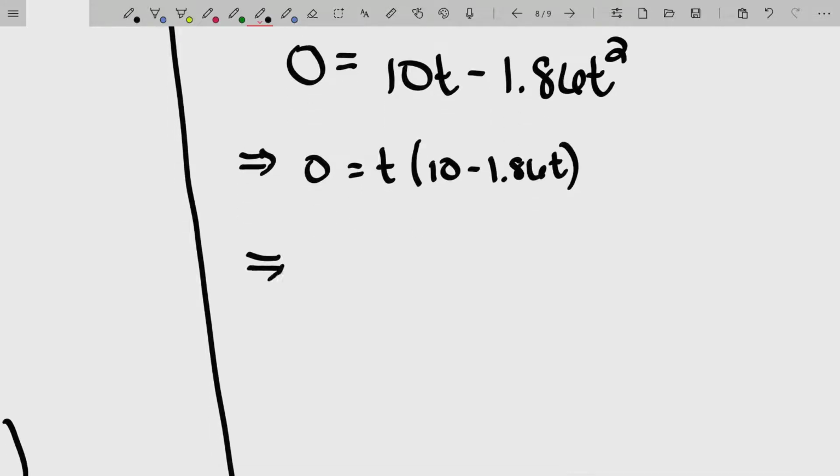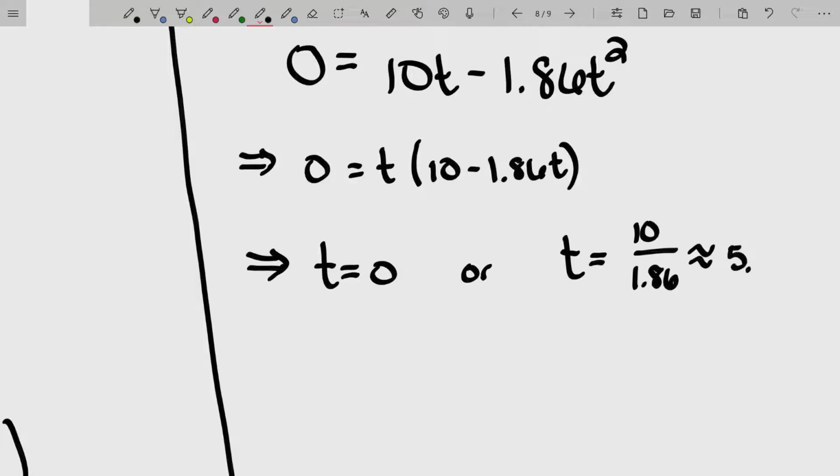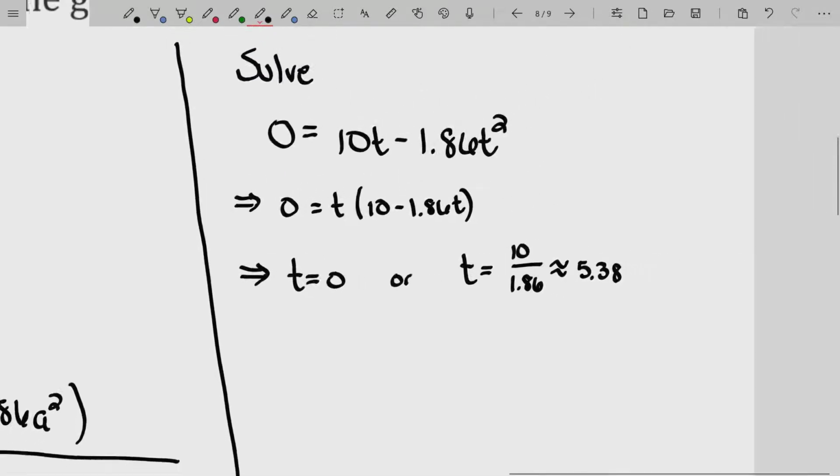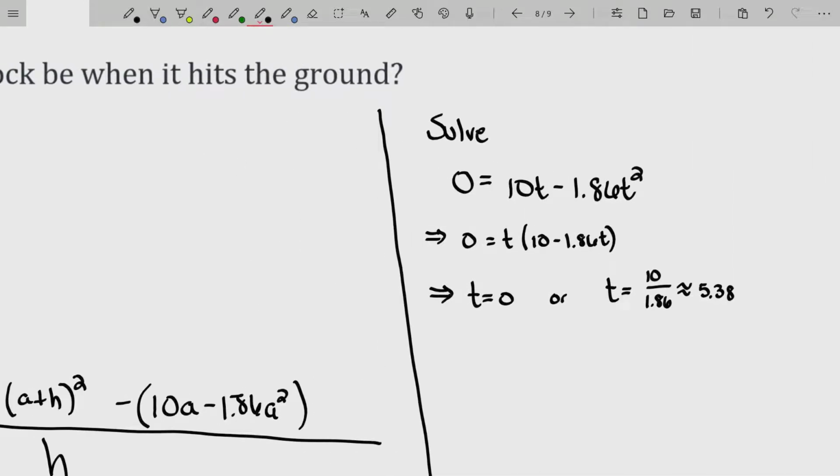And therefore, we know the rock hits the ground at time 0, which is not true. Or time equals, let's see, 10 divided by 1.86, which is not a proper way to write a fraction. So I'm just going to go ahead and divide 10 by 1.86 to get roughly 5.38. I'll round to 2 decimal places. So about 5.38 seconds is when the rock will hit the ground.